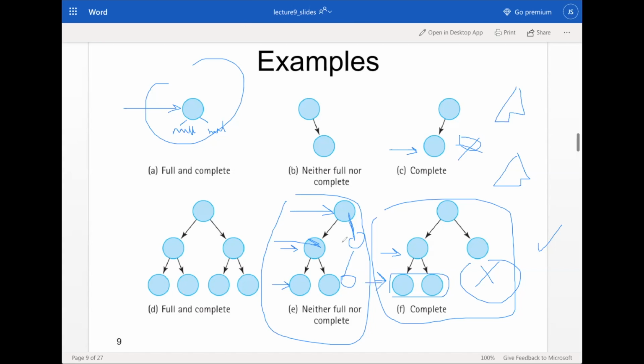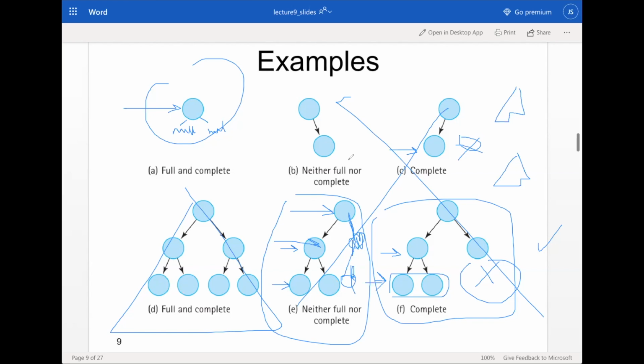So this would be considered a complete tree as well. But since it's missing both levels, this is not a complete tree. And obviously, none of this is a full tree, right? A full tree has to be symmetrical, or have a profile that looks like a Christmas tree. Okay, so that's that.